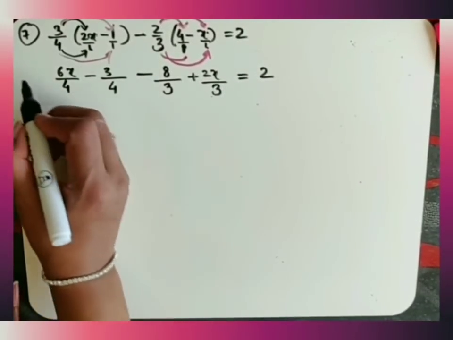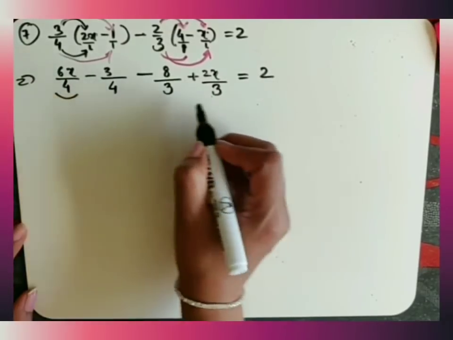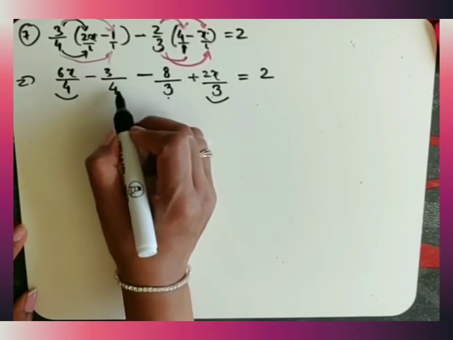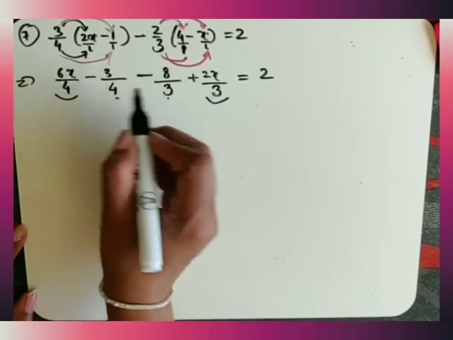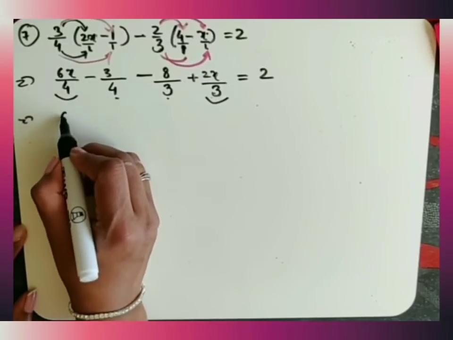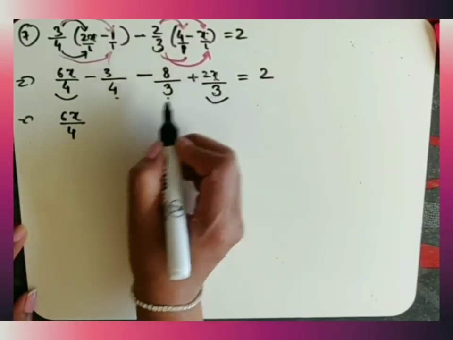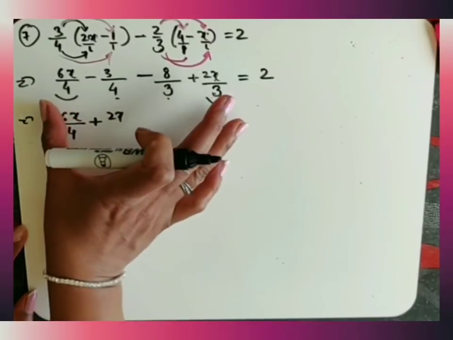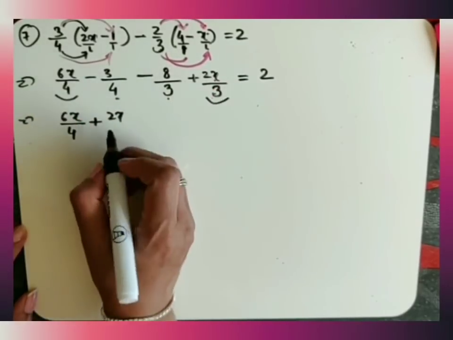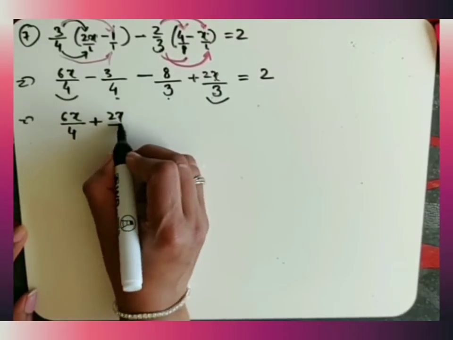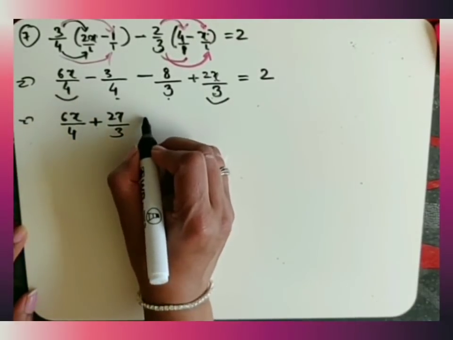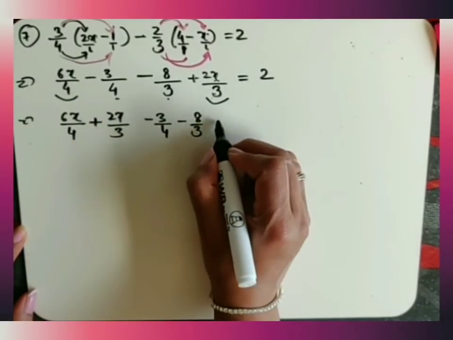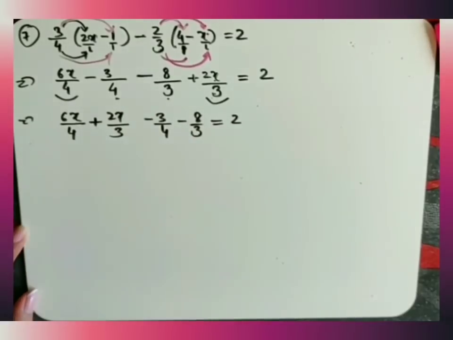Now we have like terms, this and this, which have x, and these two terms don't have x. So why don't we put them together? So 6x over 4 and plus 2x, as this is not coming from the other side, they are only on this side, so no need to make changes in the sign, plus 2x over 3, and this is minus 3 over 4 and minus 8 over 3, equal to 2.